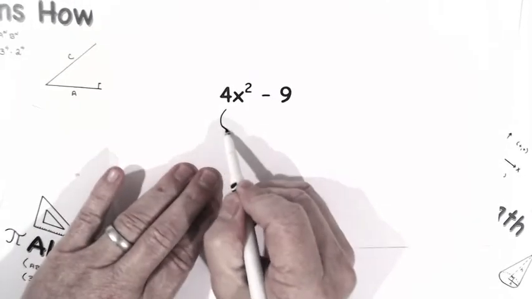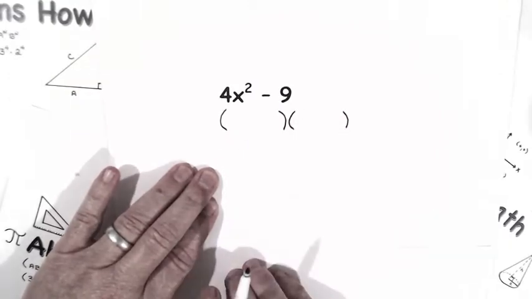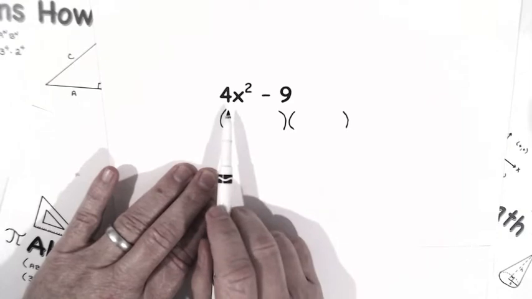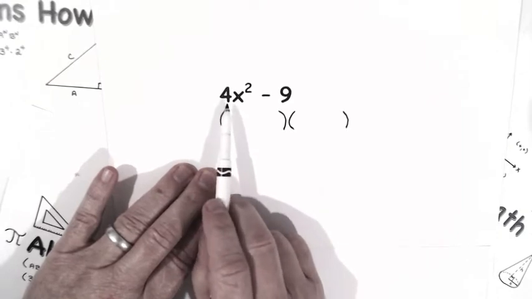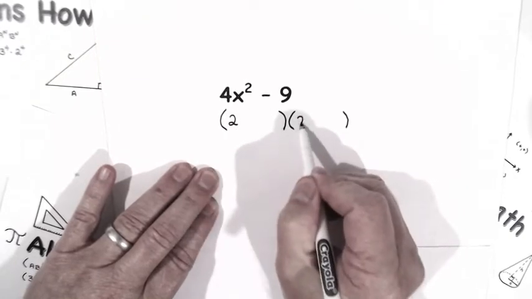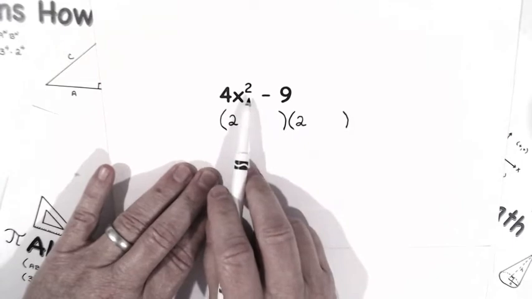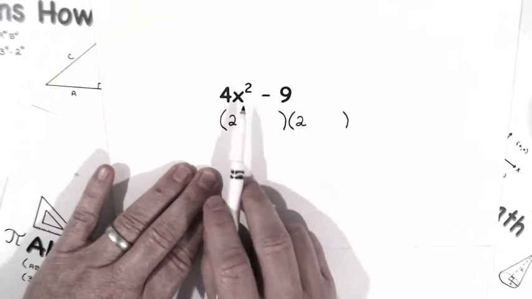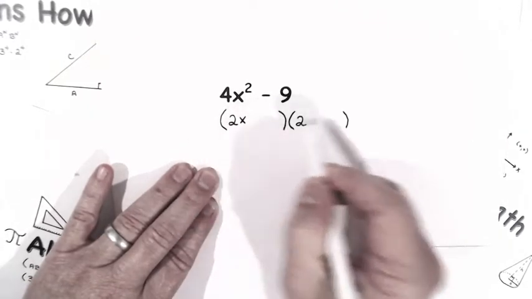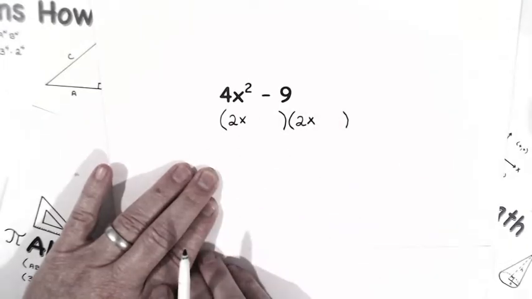Since I can factor this like a binomial, the first thing I need to do is make two sets of parentheses. So let's do that. First thing I'm going to do is start here in the front. I'm going to take the square root of 4. Square root of 4 is 2. So in the front of these parentheses, I'm going to put a 2. Then, since this is an even exponent, I can split this variable up. That means I can put 1x in the first set of parentheses and 1x in the second set of parentheses.